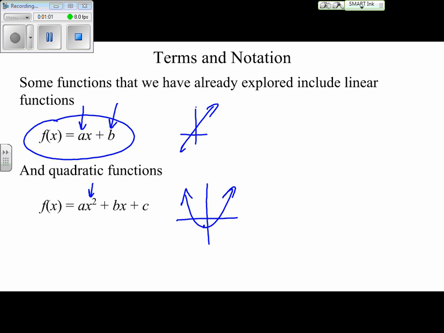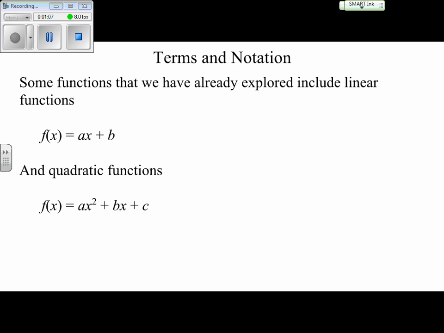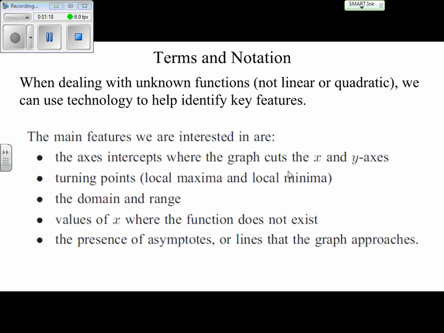So we want to take some of the knowledge that we already have and then apply this to a situation where we're given a function that we're not familiar with. Like, for example, instead of having a squared, what if it had a cubed or something like that? Well, how can we be expected to know anything about a function that we don't know anything about? Well, when dealing with unknown functions, meaning not linear or quadratic, we can use technology to help identify key features. And a major way in which we're going to do that is simply by graphing the function.